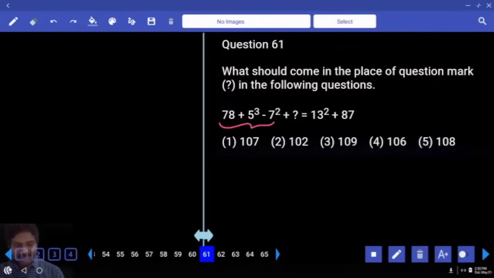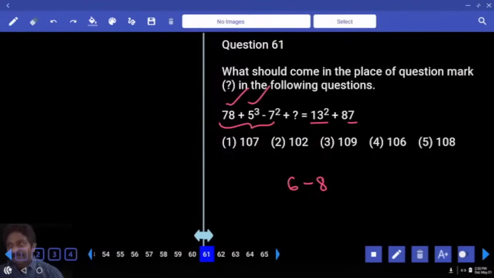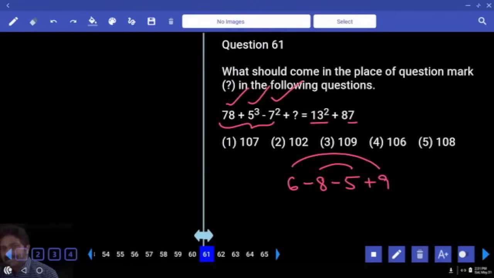Take these numbers to the right hand side. Before that, you verify your options and last digits are different. So it is enough to verify only the last digit. Is that okay for you? 13 square ends with 9, plus 7 ends with, okay. 8 goes to the other side. 5 cube ends with 5. Ends with minus 5. Ends with 9. Goes to the other side, becomes plus 9. Positive number 15. Negative numbers 15 minus 13 ends with second option. Verified only the last digit.